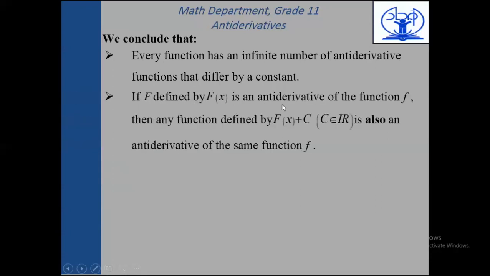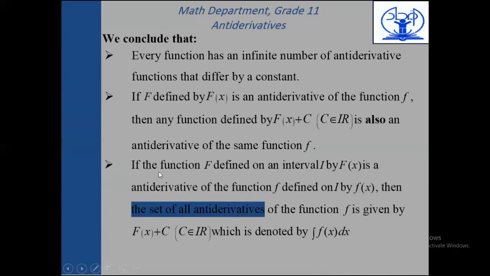If capital F is an antiderivative of the function lowercase f, then any other function which is the same as capital F of x plus any other constant is also an antiderivative of the same function. So if the function F defined on the interval is an antiderivative of the small function f, then the set of all antiderivatives of the function f is defined by F of x plus c. So actually, to find the set of all antiderivatives of a given function, it's enough to find or to think of one of them, and then simply you add a constant.